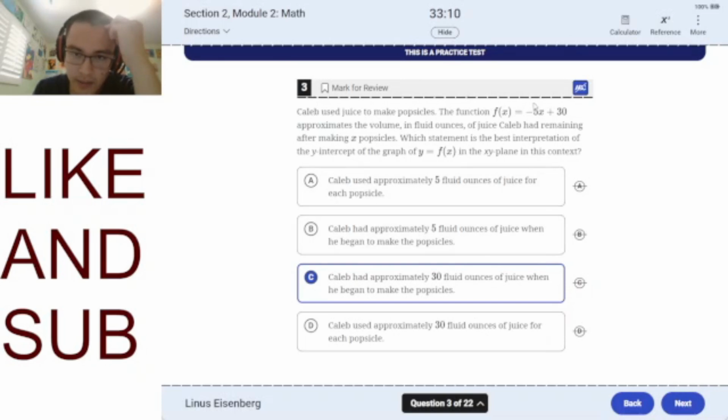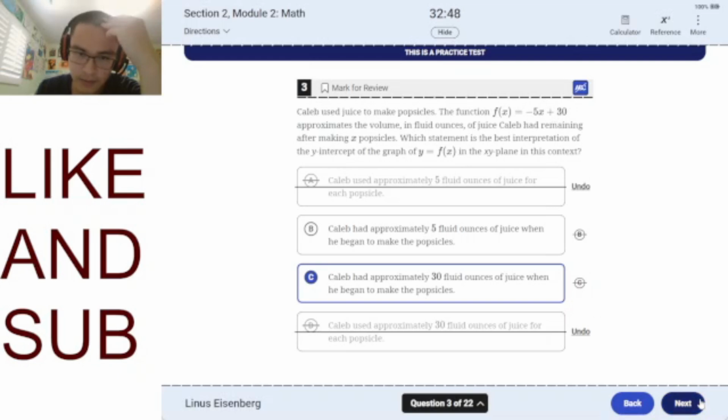It's not this one because that is the amount he needs per popsicle. It's not this one because 30 is the amount when he began to make. Just be careful, 30 is the amount he begins with, 5 is the amount he spends per popsicle. So he had 30 ounces. So the y-intercept is what happens with 0 popsicles, so that's how we know it's the began. And then because he began to make, he started with 30 ounces of juice.